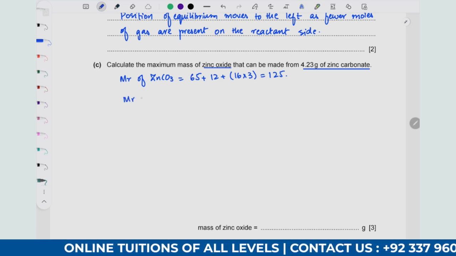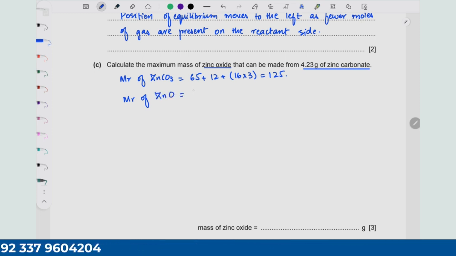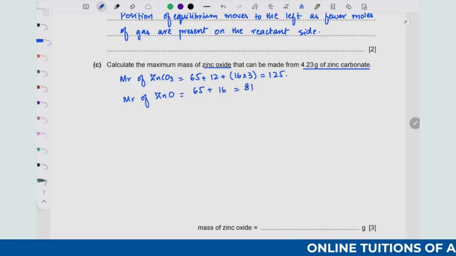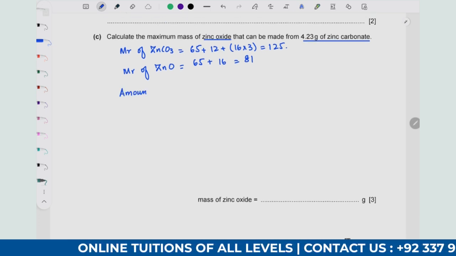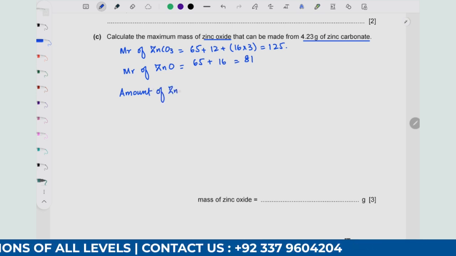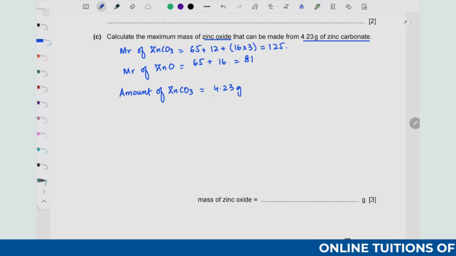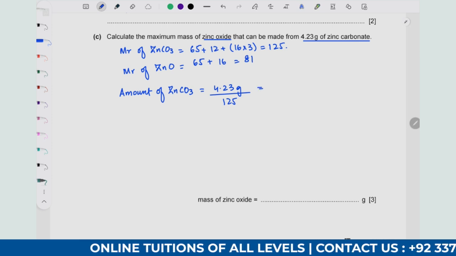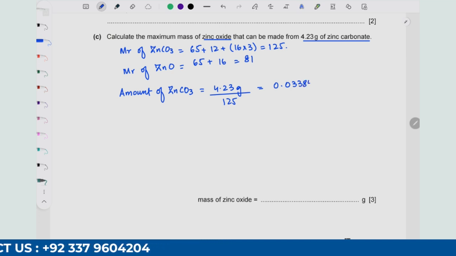The MR of zinc oxide will be equal to 65 plus 16, which will be equal to 81. Now let's calculate the amount of zinc carbonate. The amount of zinc carbonate will be equal to the mass in grams, which is 4.23 grams, divided by MR of the molecule, which is 125, and it will be equal to 0.03384 mole.